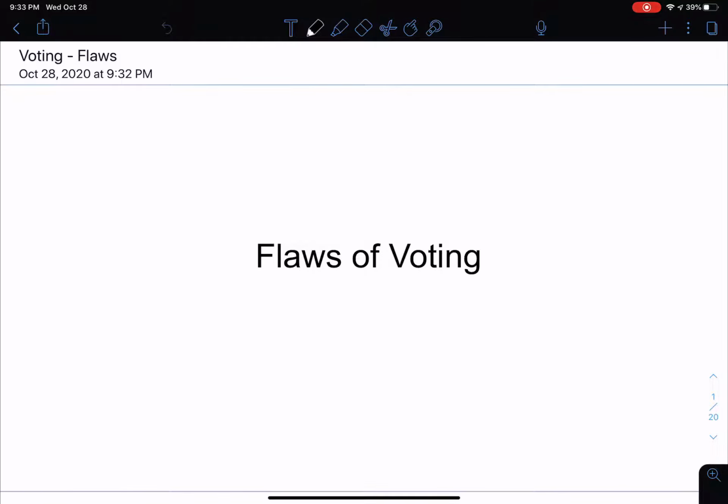Now that we've introduced some popular voting methods, we're going to look at the flaws of those 4 popular voting methods. And then in a future video, we'll get into some other types of voting methods that can help offset some of these flaws a little bit.